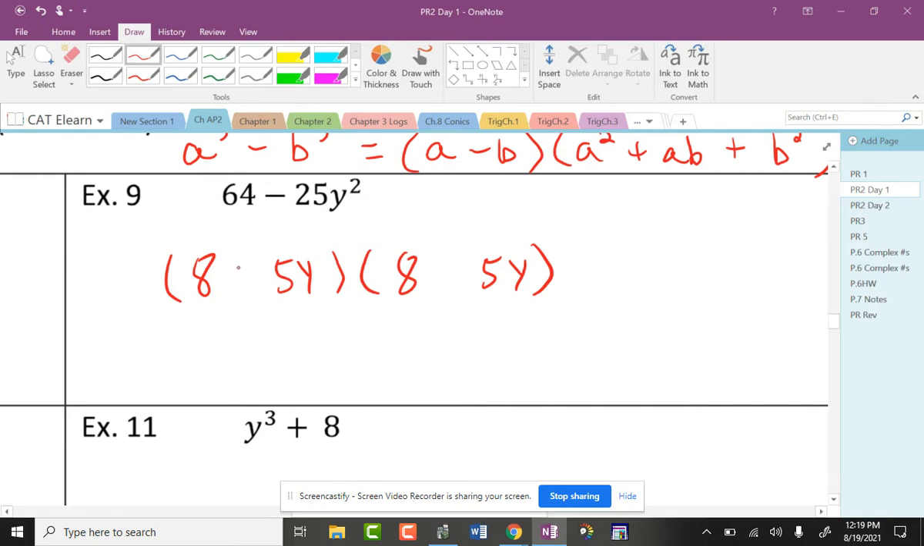Another victim of these things on our face that make it hard to hear as well. And it's true, because good FOILers are good factorers. I can't do this enough for you to get it. 8 times 8 is 64. 5y and negative 5y is negative 25y squared.